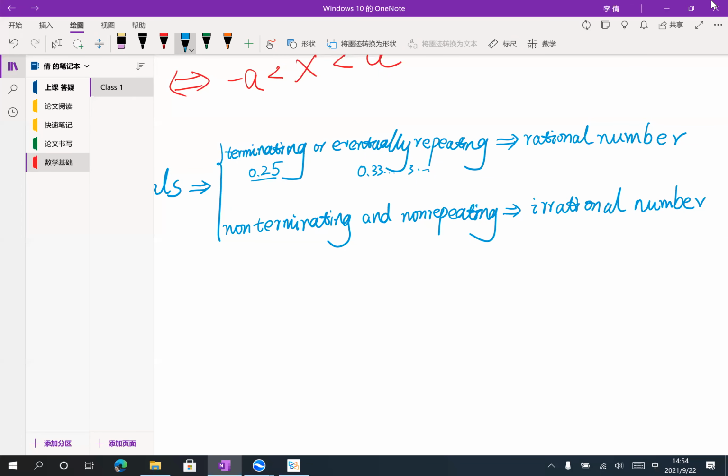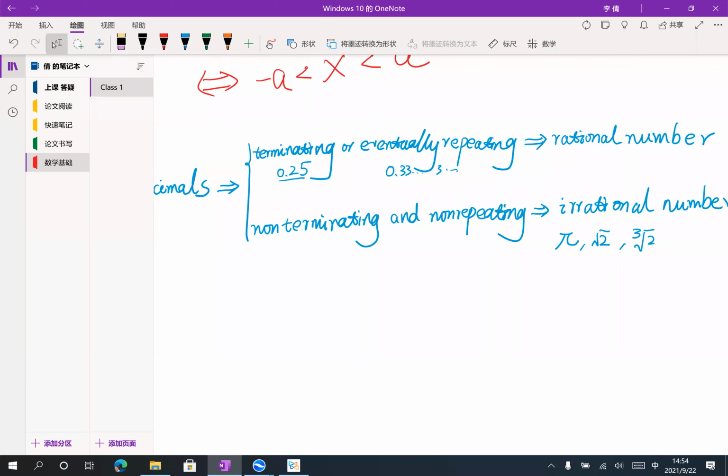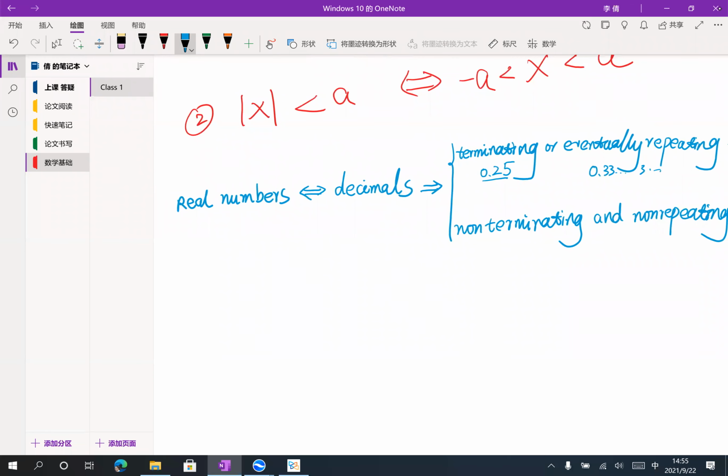Some examples of irrational numbers are pi, right? Pi is an irrational number, and the square root of 2 is an irrational number, and the cube root of 2 is also an irrational number, right? We studied the rational numbers and the irrational numbers, and together they are the real numbers.